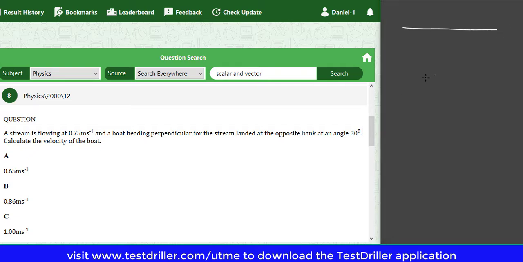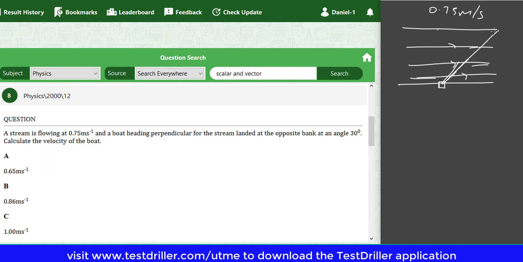So this is what we're talking about here. Here you have a stream, and the stream is moving. That's the liquid, the water in the stream. They are moving at 0.75 meter per second. And here is a boat that wants to cross to the other side. But instead of getting to the exact opposite end, it drifted a bit and landed a little bit far off, at the opposite end, but not exactly opposite. And it formed an angle of 30 degrees to the horizontal here.